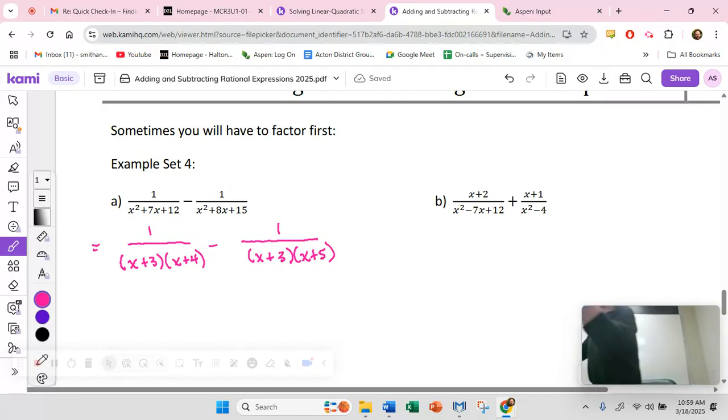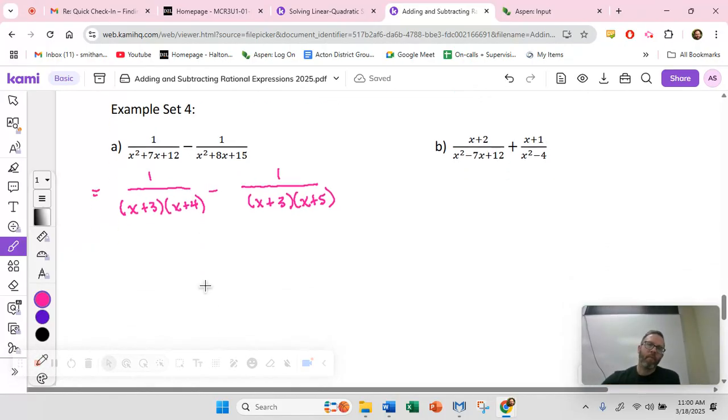Guys, these denominators have something in common, right? They each have an x plus 3 in common. What's this first one missing? I'd like it to look like the second one. What's it missing? It's missing an x plus 5, right? So we'll give the first term an x plus 5 on the bottom and an x plus 5 on the top. What's the second one missing? I'd like them to be common denominators. This one needs an x plus 4. So let's give it an x plus 4 as well. So that would look like the following.